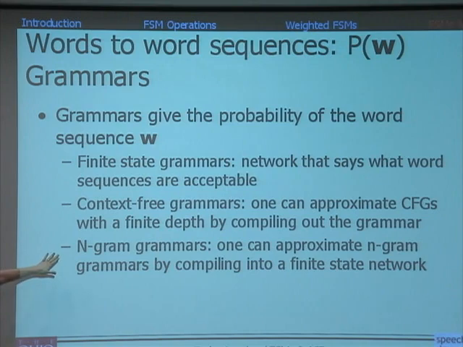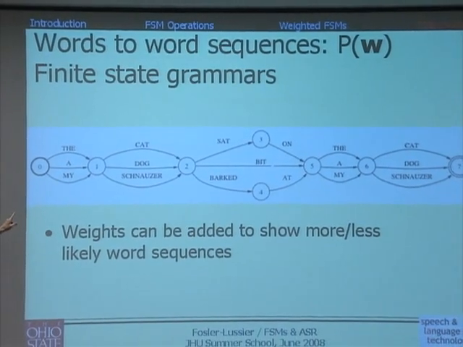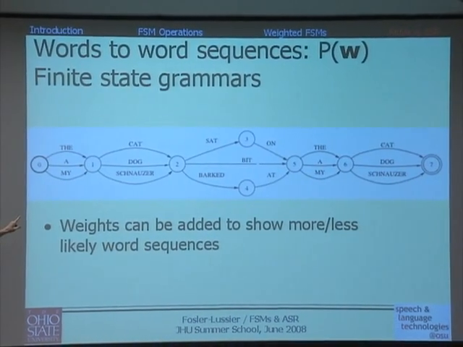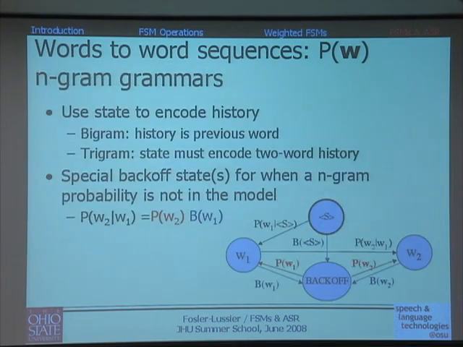Another thing that we talked about a bit was n-gram grammars, and you can approximate them. You can't get them exactly right, but you can approximate them by compiling them into a finite state network. So this is a finite state grammar. It allows sentences like the dog barked at the cat. And what we can do is add weights to these things to say, my is pretty unlikely relative to the or a, for example.